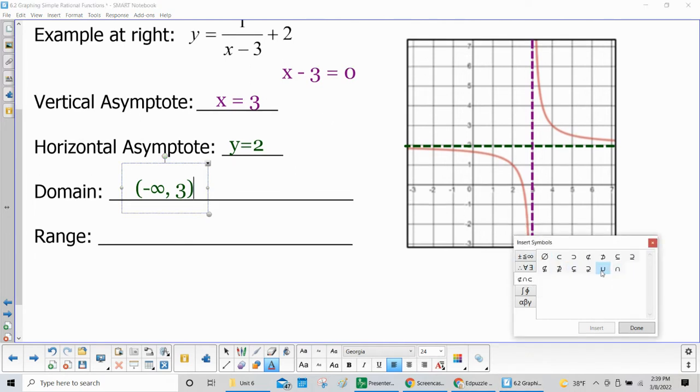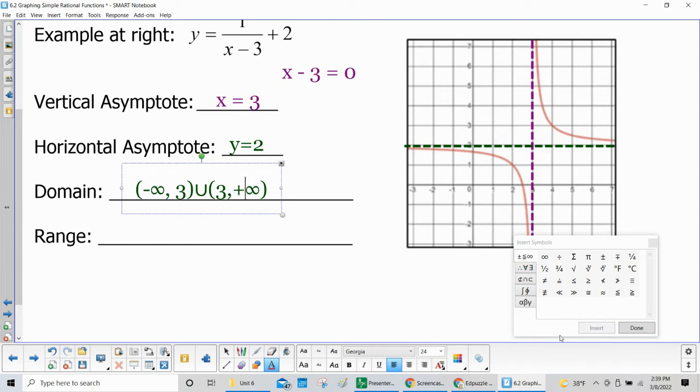So then I'm going to use this little U symbol that's saying union. So we're saying this is the left and union, and then it picks up again on the right, starting at that positive 3, not including the 3, but just beyond the 3. And then we continue on with positive infinity. You can put your positive there if you want. I like to do that, but you don't have to. So that I'm going to put back in purple here really quick. That would be our domain for this graph.